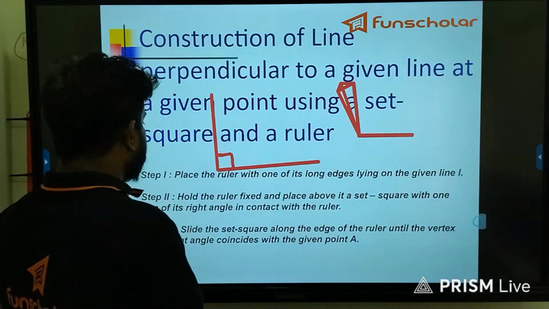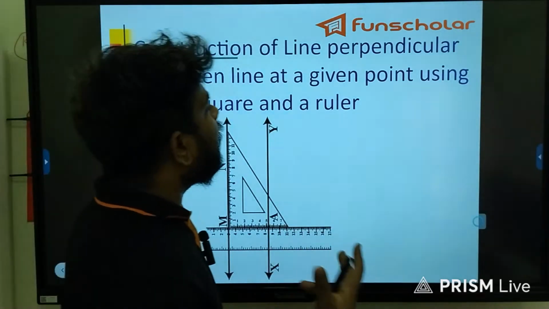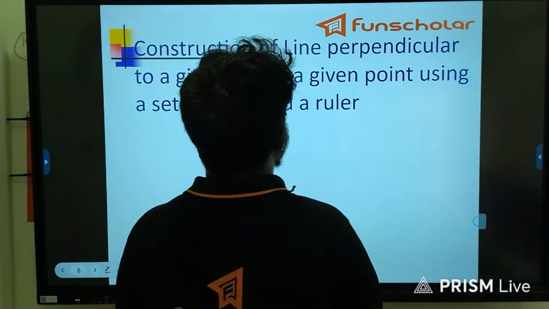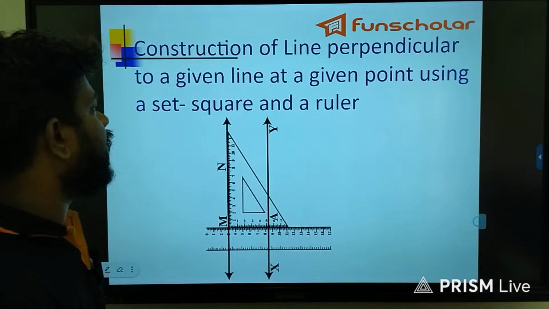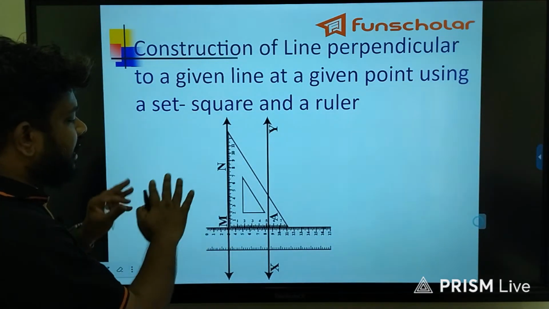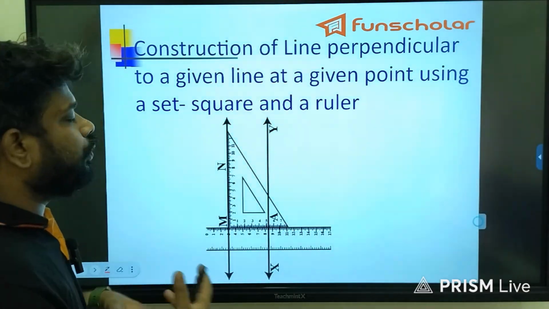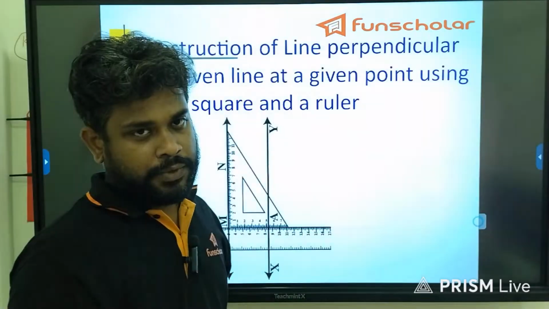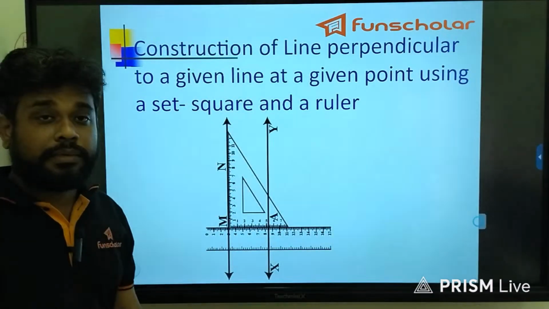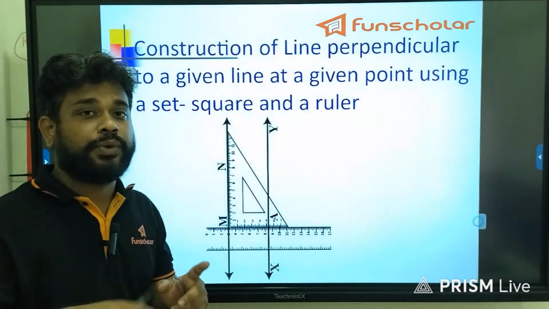So it's done. The next step is construction of a line perpendicular to a given line at a given point using a set square and a ruler, which we have learned. They have just shown by which method you guys can do it better. But what I have told is that we generally don't use a set square to draw perpendiculars.